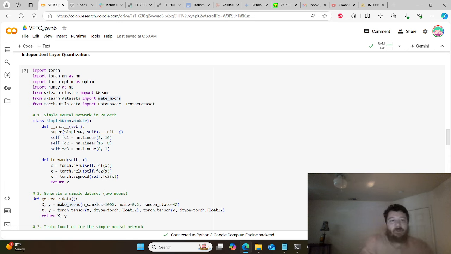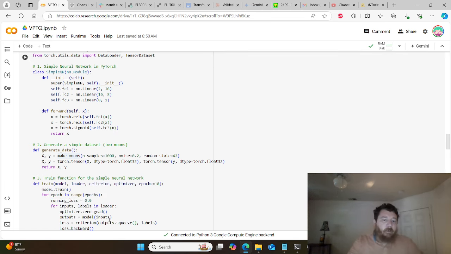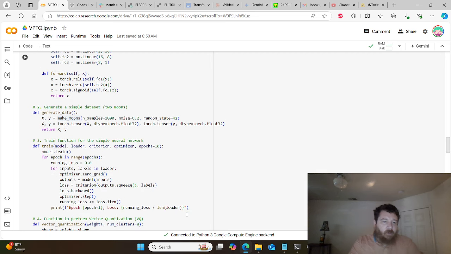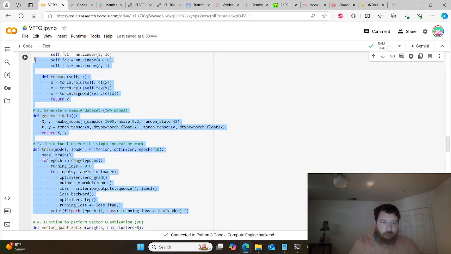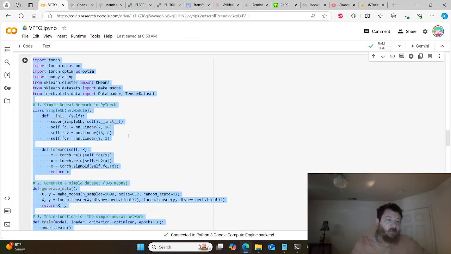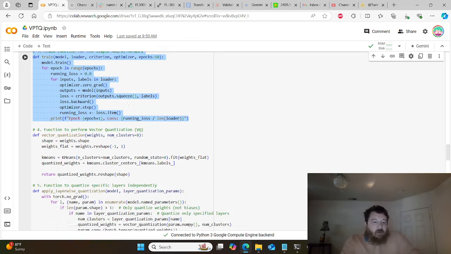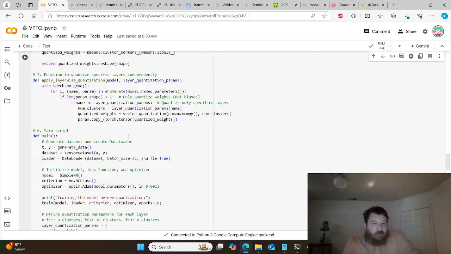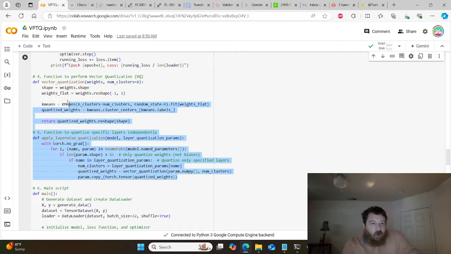And then ILQ is literally VPTQ, but it applies to independent layers as opposed to the full layers. And if you look here, it's the same code with our simple neural network, right? This all stays the same. This here is just the simple setup for the neural network as before. But then here, this is the difference in equation, right?